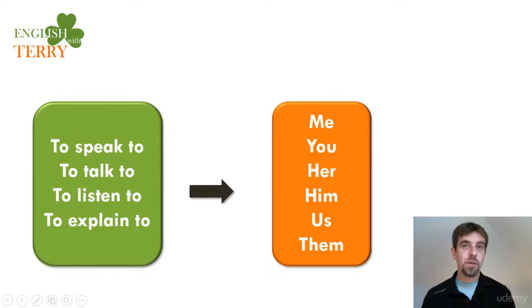If we remember that these verbs have "to" before any of the pronouns: me, you, him, her, us, them. To speak to, talk to, listen to, explain to. These are classic mistakes that I want you to get right.